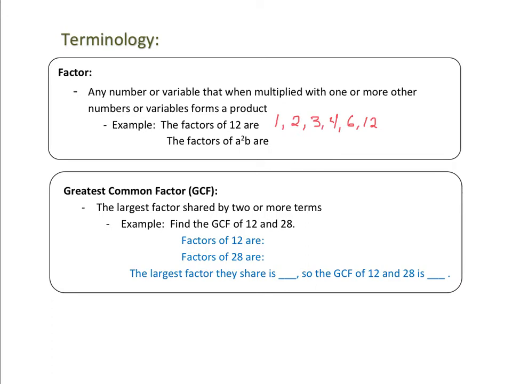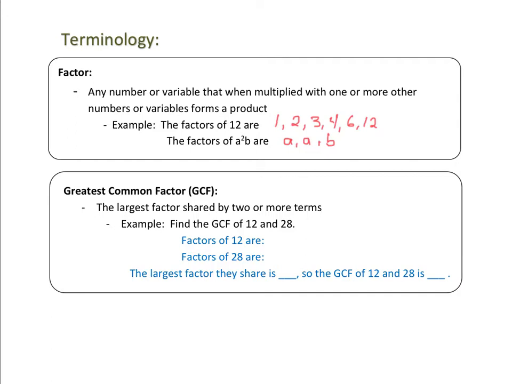If we look at the factors of a squared b, we want to know what could be multiplied together to get a squared b. A squared is like saying a times a. So a and a are factors of a squared, and when we multiply b onto the end of that, b is also a factor. Okay, so let's look at the greatest common factor, or GCF, of two terms.